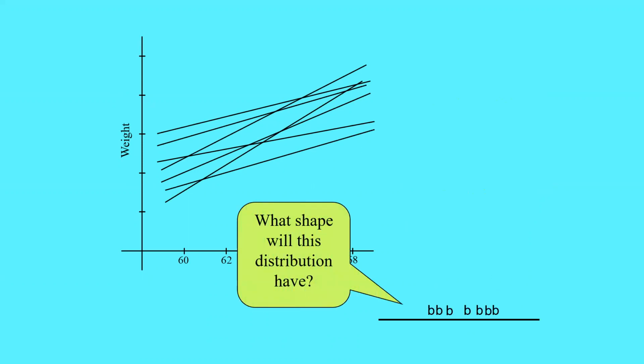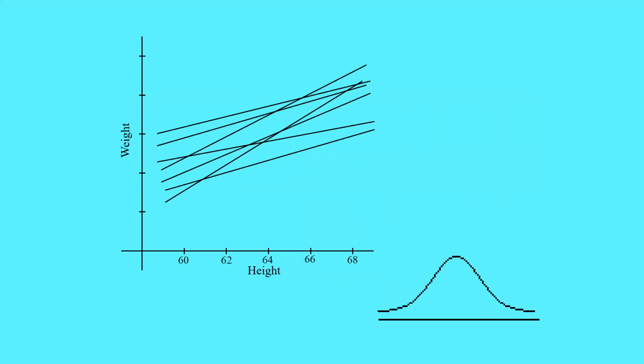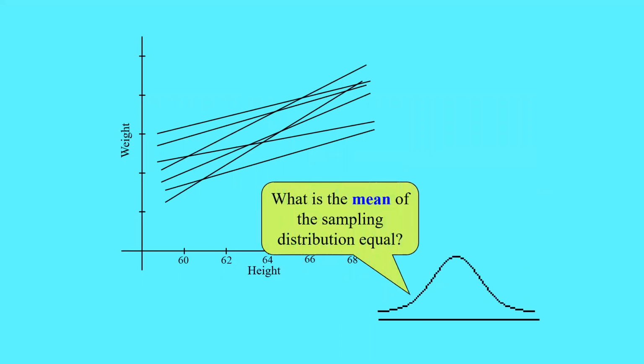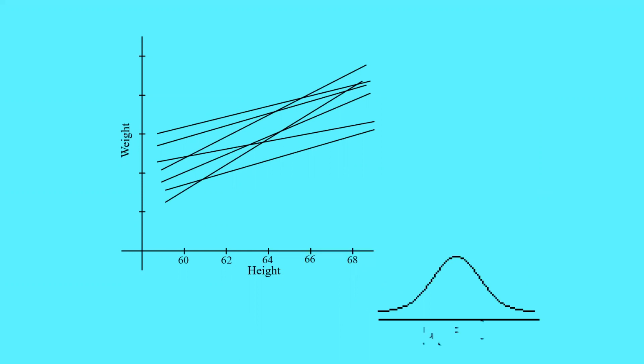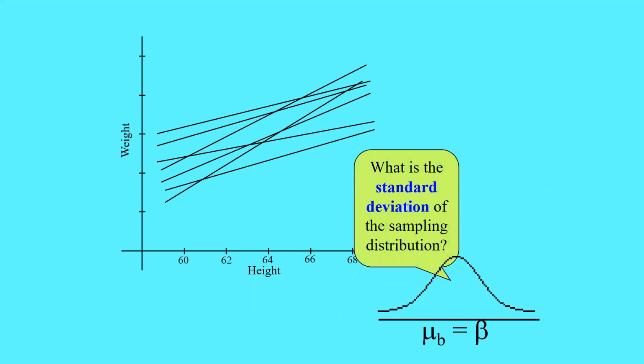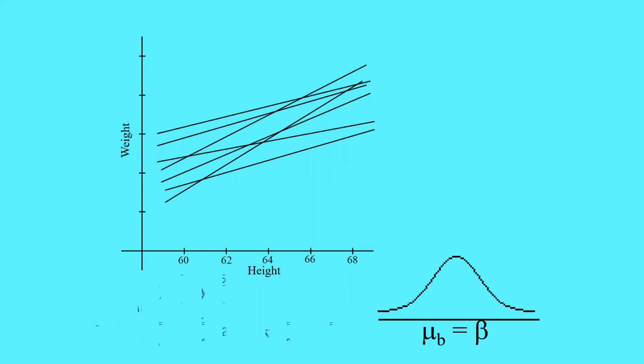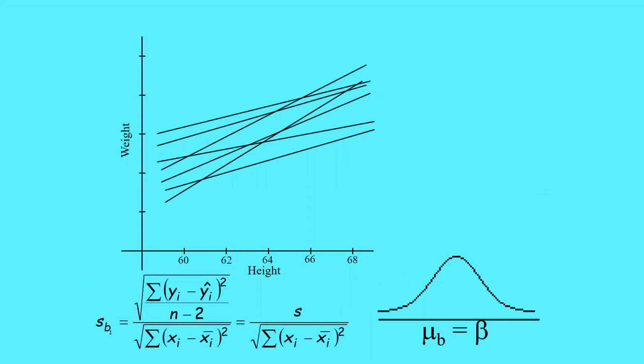So what shape will this distribution have? It should be approximately normal. What is the mean of the sampling distribution? Your population mean of b should equal beta. What is the standard deviation of the sampling distribution? That is this big long formula. Again, all these formulas are located on your AP formula sheet. Make sure to find where those are located.